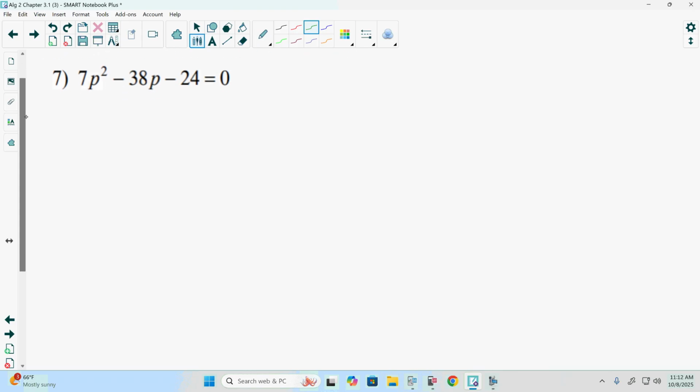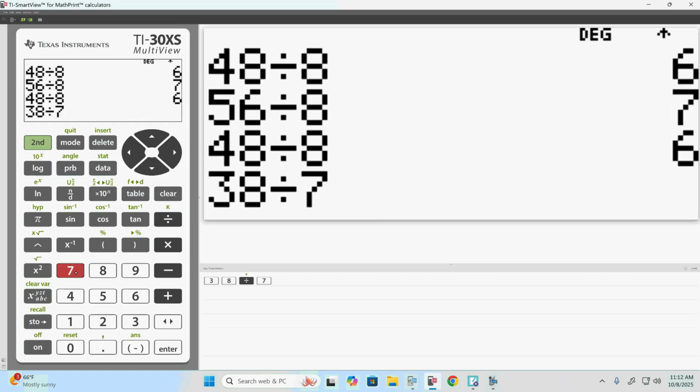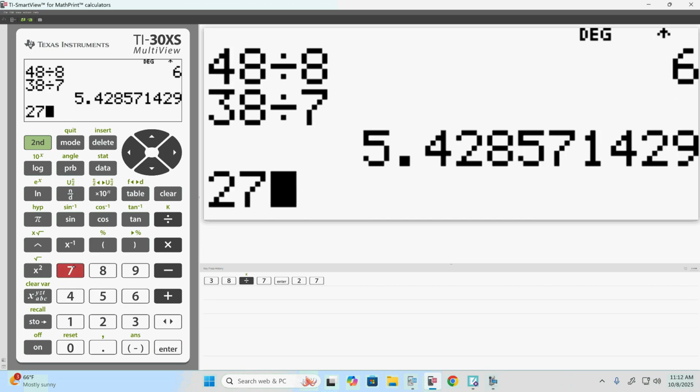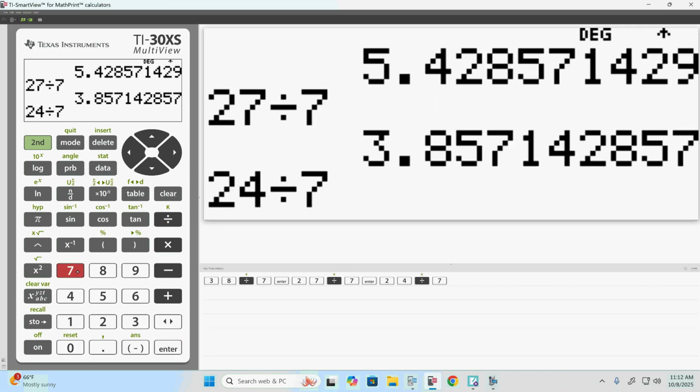7p squared minus 38p minus 24. Is there a greatest common factor between these 3 terms? 7 would be what we would want, yes? 38 divided by 7 is... 24 divided by 7. That's 27. 24 divided by 7.